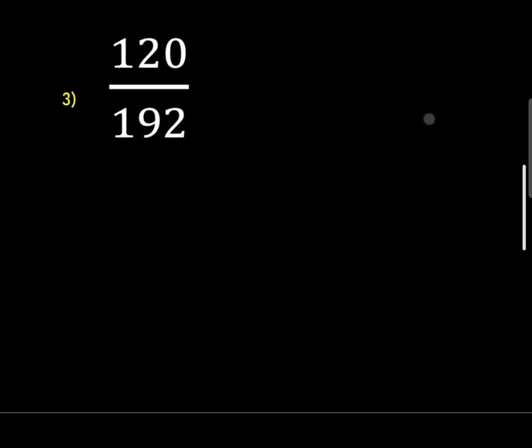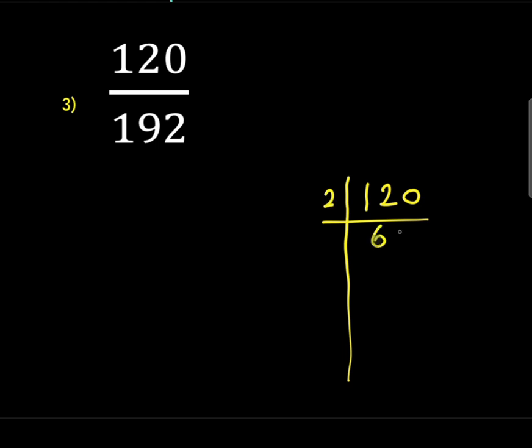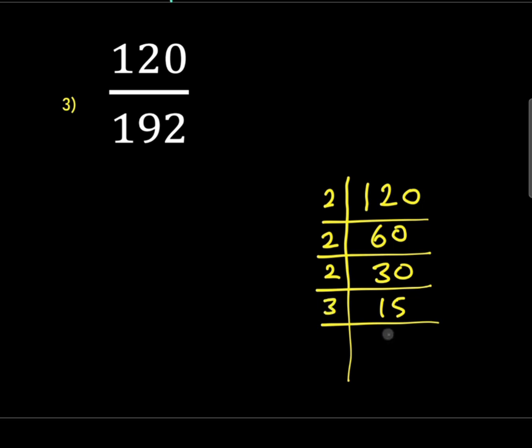Next question, we have 120 over 192. Factor 120 to its prime numbers. Divide by 2, we get 60. Divide 60 by 2 again, we get 30. Divide by 2, we get 15. Now divide by 3, we get 5. Divide by 5, we get 1.